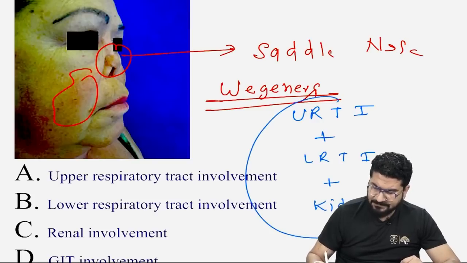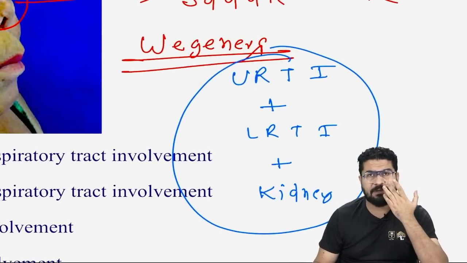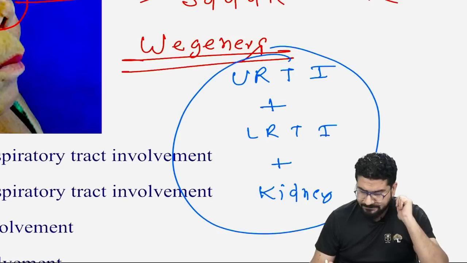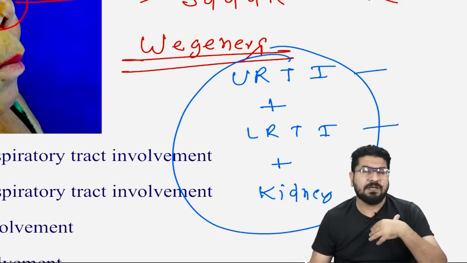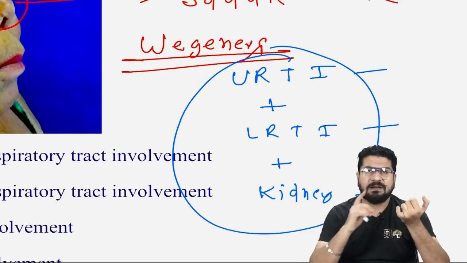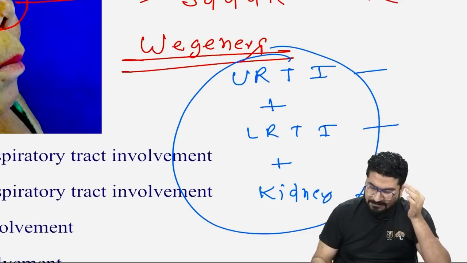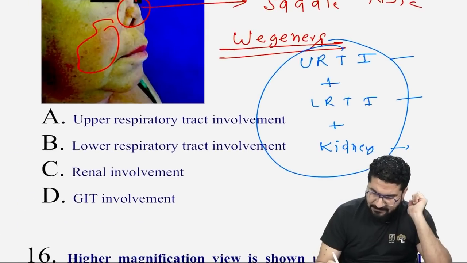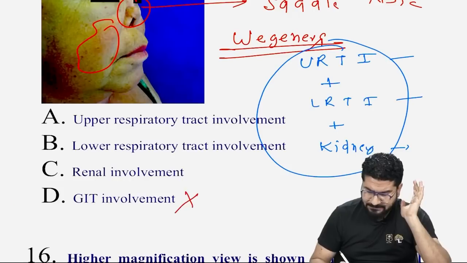Classical triad means the patient can develop recurrent URTI, like nasal polyp, rhinitis, sinusitis. LRTI means there will be bronchitis, so the patient has a complaint of hemoptysis. For kidney manifestation, the patient can develop hematuria. So remember: rhinitis, hemoptysis, hematuria. These are the classical findings. GIT involvement can occur in a few patients, but that is not considered part of the triad. That's not classical. So the answer will be GIT.